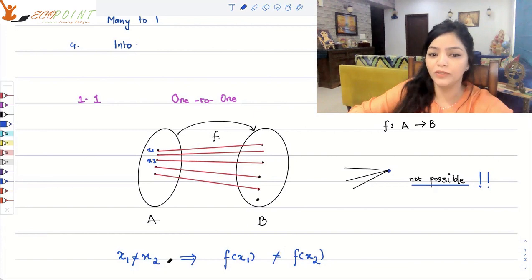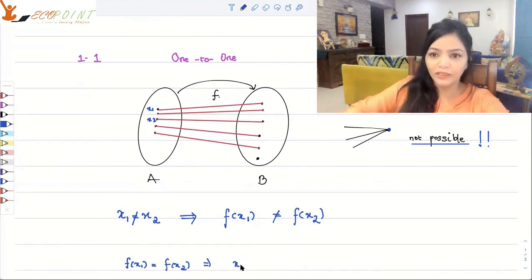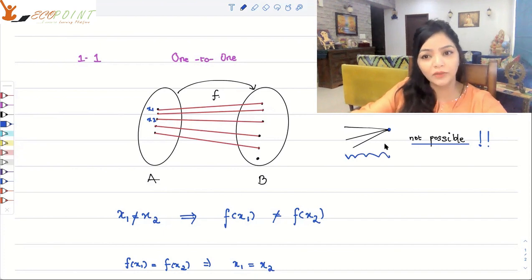So x1 not equal to x2 should imply f of x1, that is the image of x1, not equal to the image of x2. In other words, we can also see it from the point of view that if you take one entry in the codomain, that one entry should not have two pre-images. So in case f(x1) is equal to f(x2), that means the pre-image also will be the same. x1 will be equal to x2, because if that's not happening, that would again give you a scenario where two pre-images are giving you the same value, and that's something that we do not want, right?